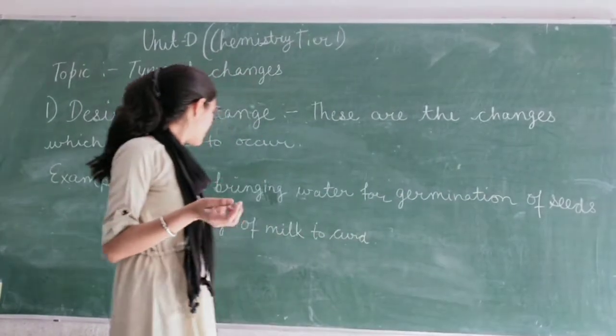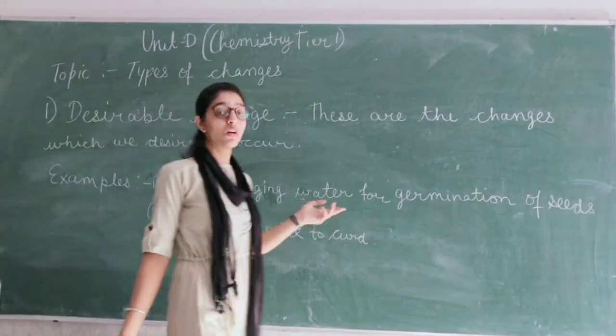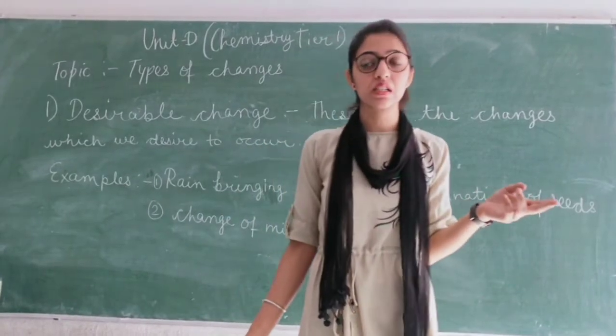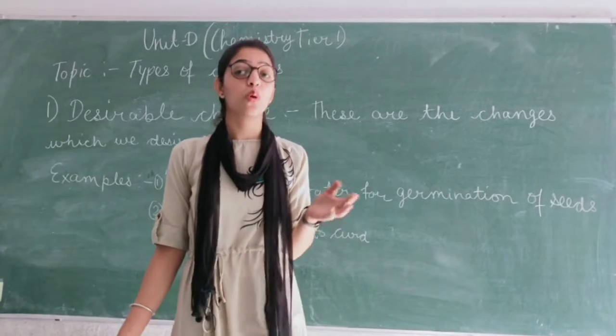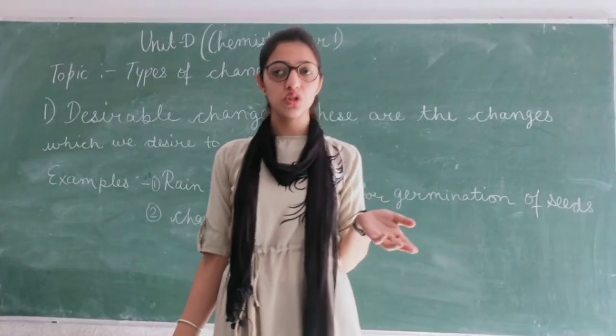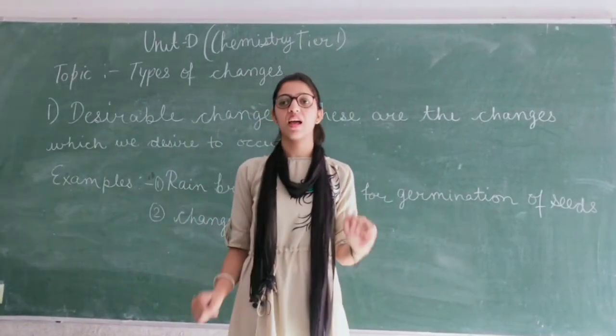Now, the first example is rain bringing water for germination of seeds. We require water for the germination of seeds. Therefore, this is a desirable change.